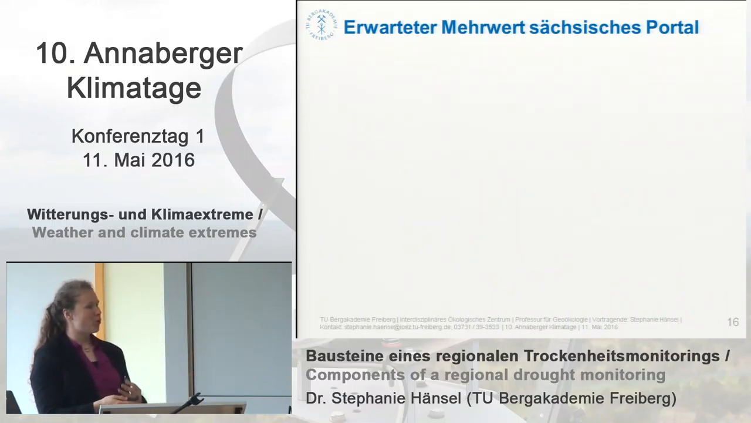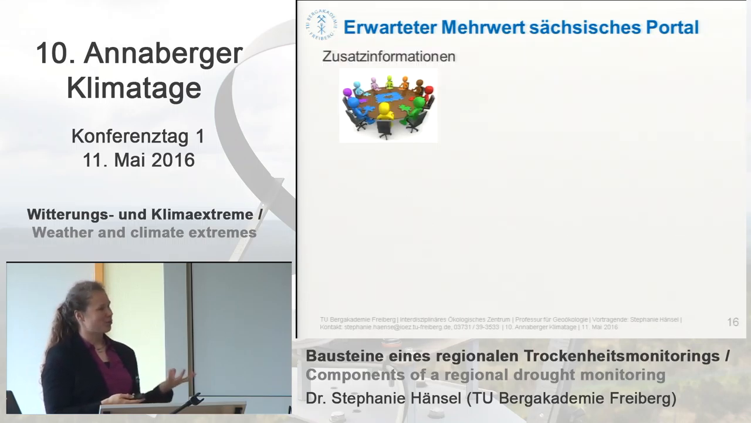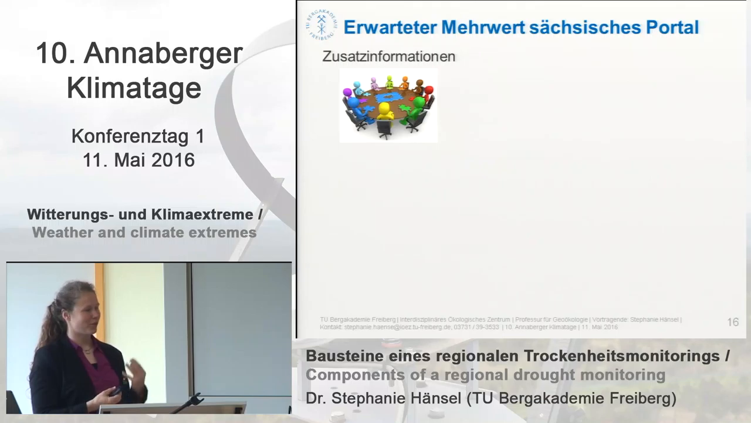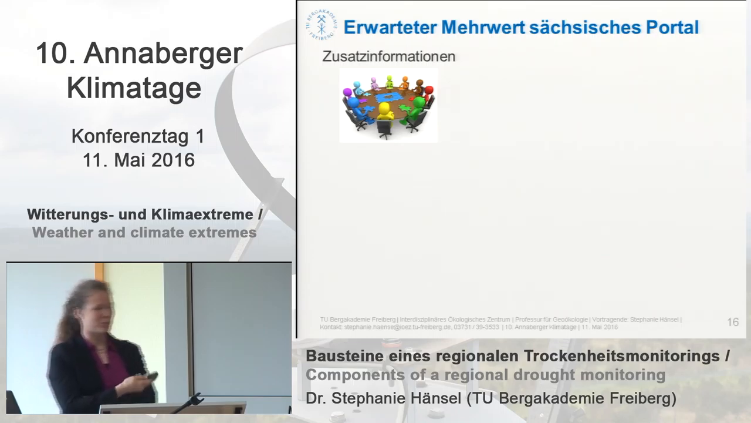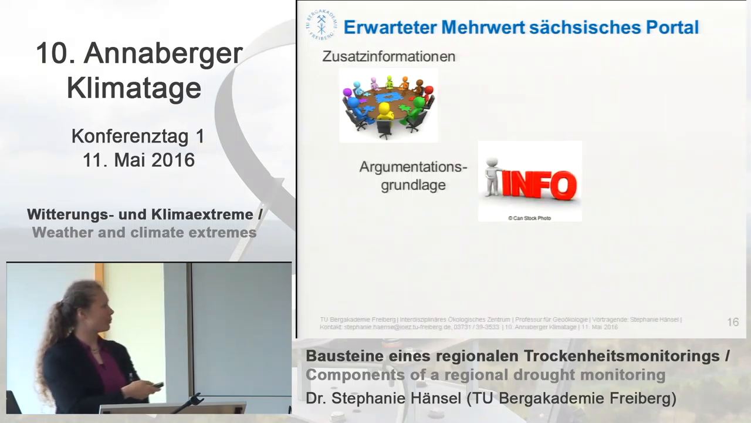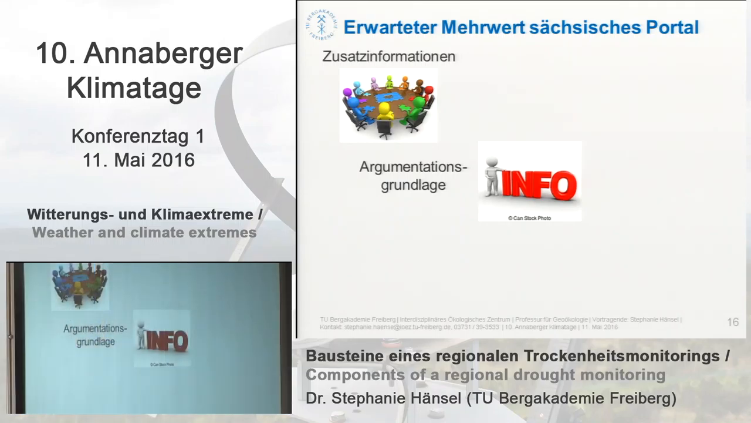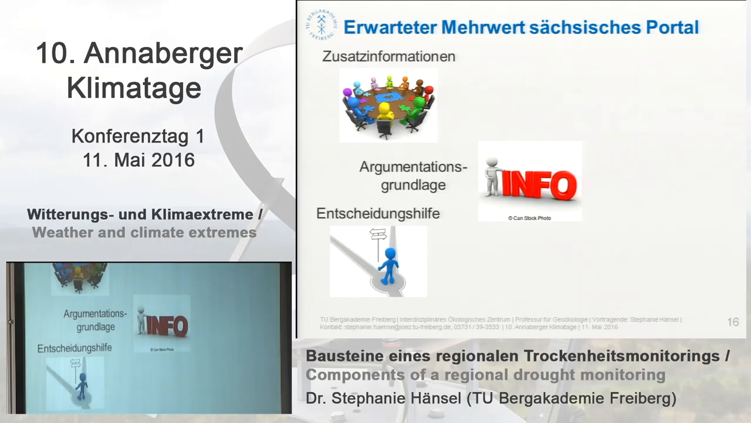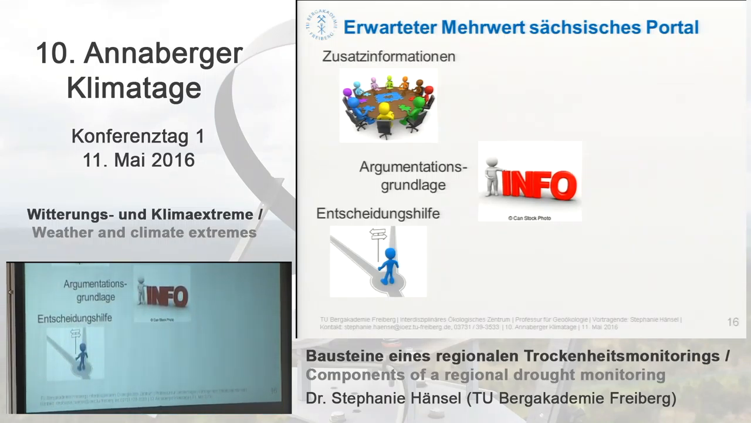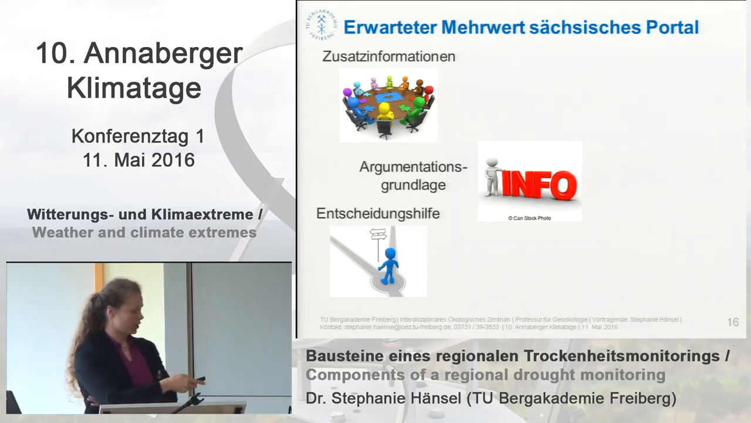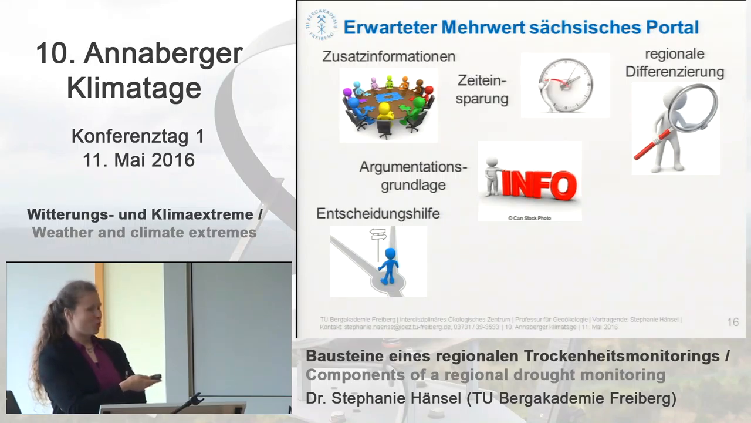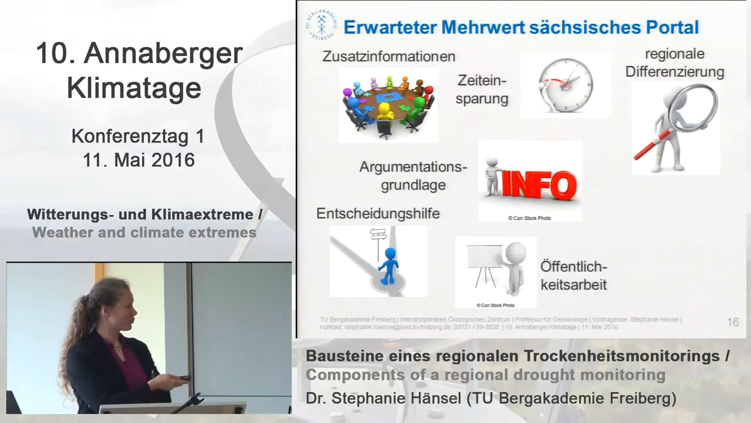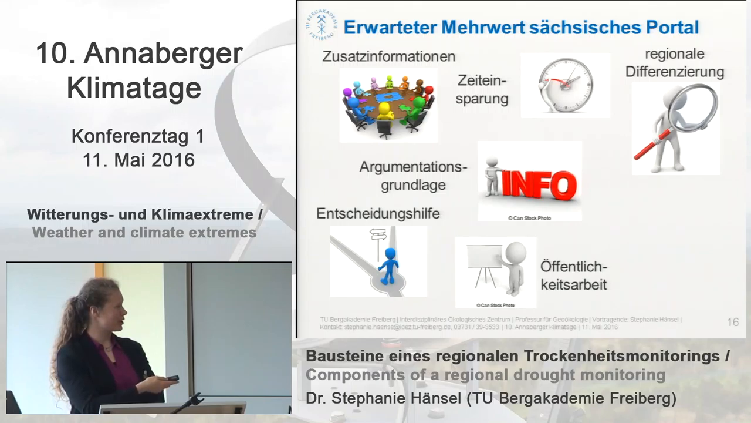To come back to what I started from, I showed you various monitoring systems, and how do they fulfill the expectations of the users. So users wish to have additional information on what they know already. I think that's useful for it. They wish to use it as an information basis in terms of decision making, as an aid for decision making, which crop to cultivate, to grow, and kind of recommendations. And a region differentiation should be added to what's already known, and also time saving, in order to avoid further individual analyses.